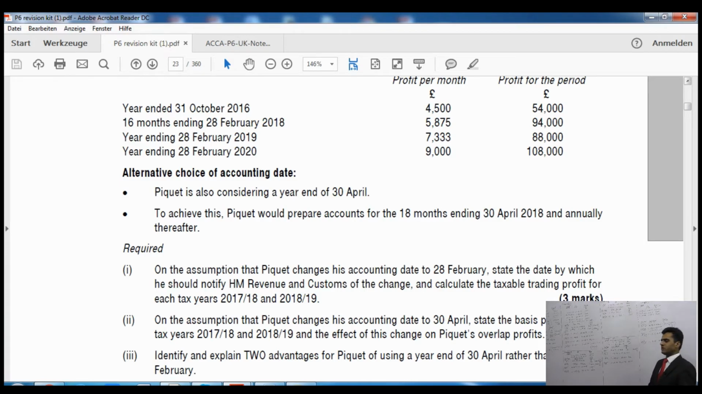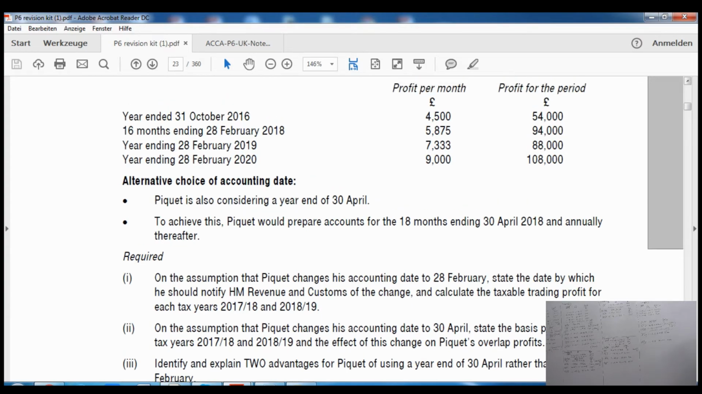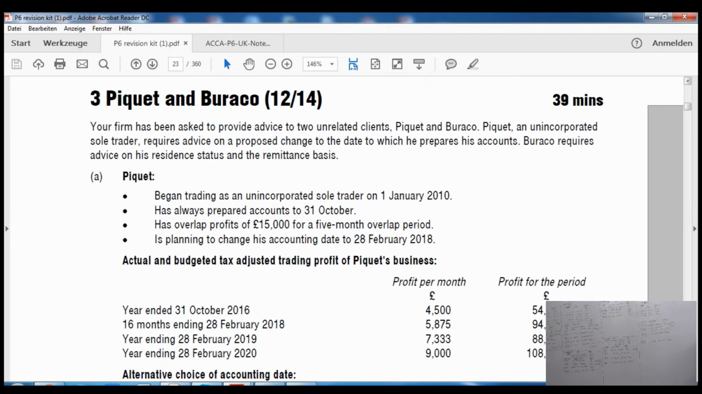All right, so we have just studied the conditions on the last page of our change in accounting date basis period. So we'll have to see in which year he is making the change. If it says he makes the change to 28 February, so he's making the change. If you look at the figures above that, which is the table given to us, it says that he has made a change of 16 months ending 28 February 2018. So this is the year of change. So he's making a change in the year of 28 February 2018. So which tax year is it? It is 17-18, isn't it? So he's making the change in the tax year 17-18.